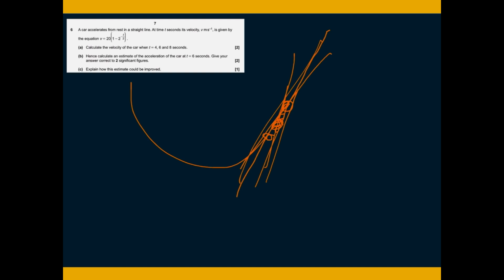Now, you'd work out the gradient looking at 2 points and then working it out there, and the closer and closer you get, the closer and closer you get to the tangent.